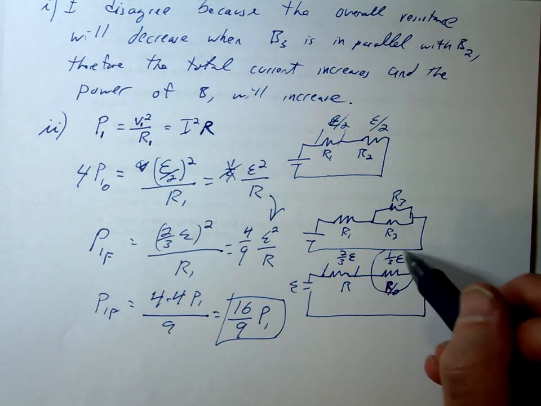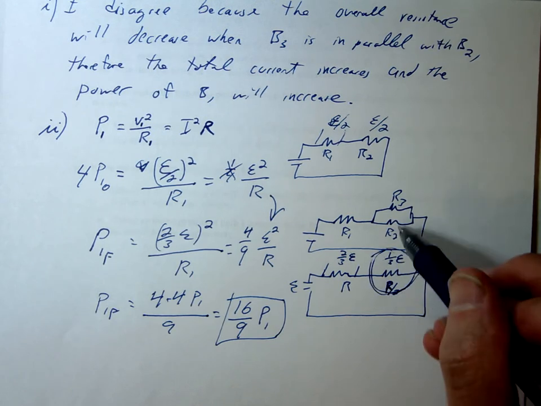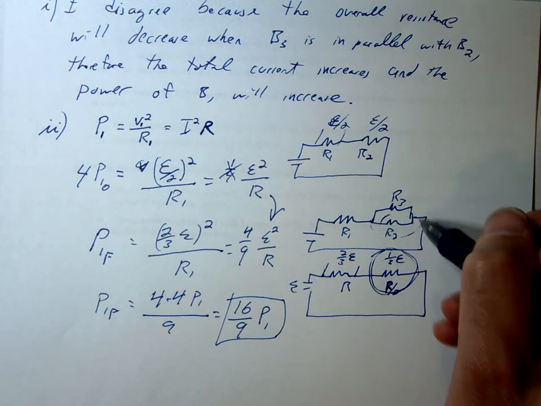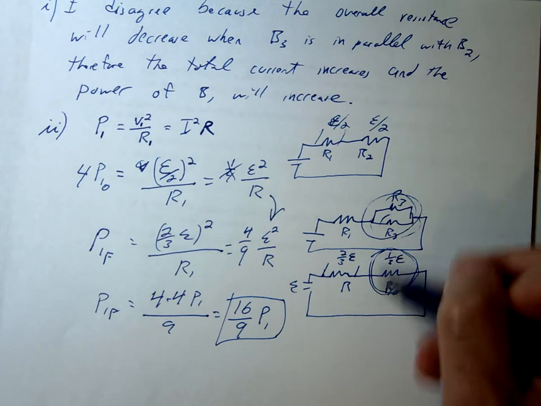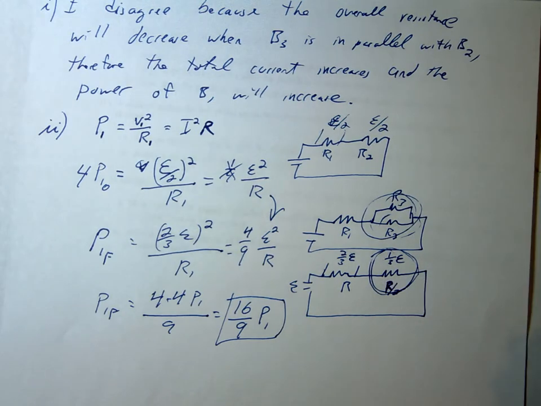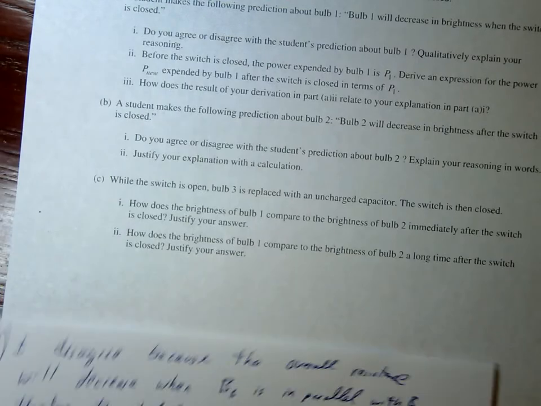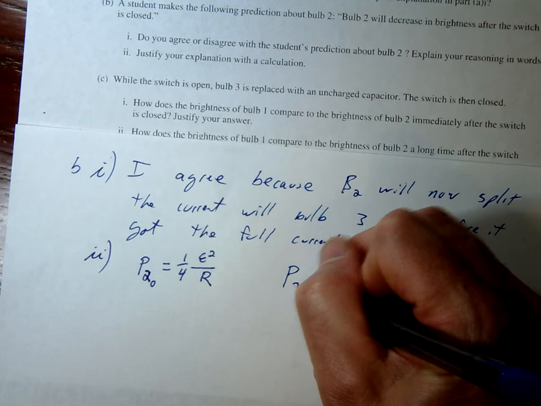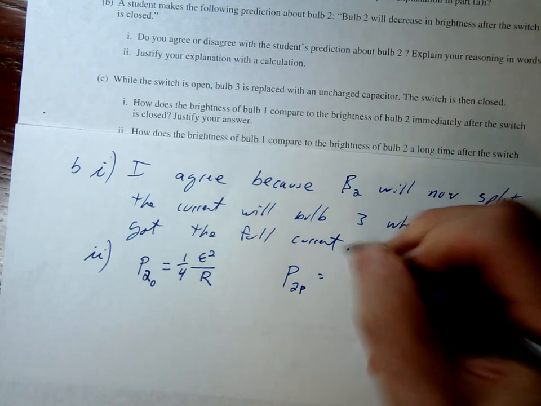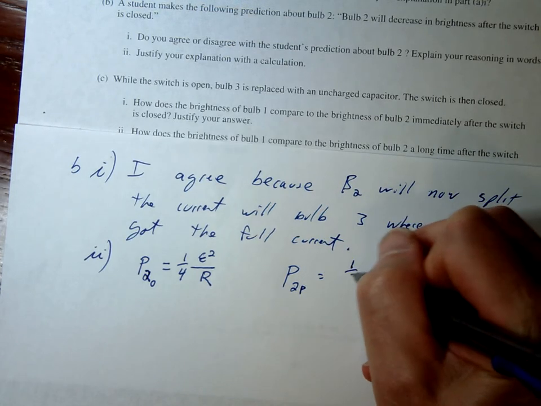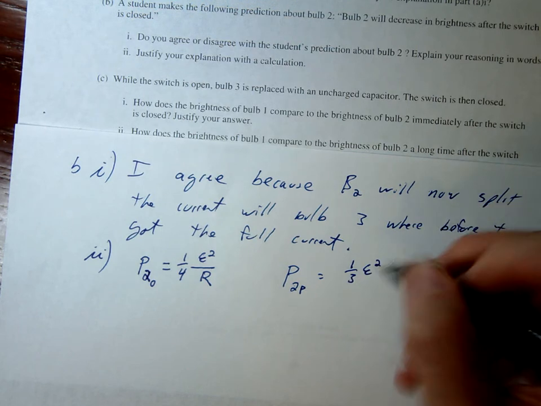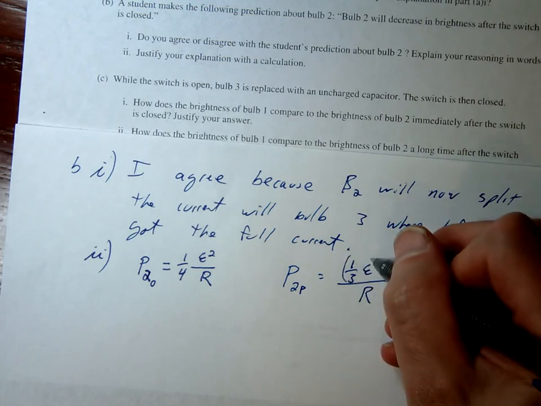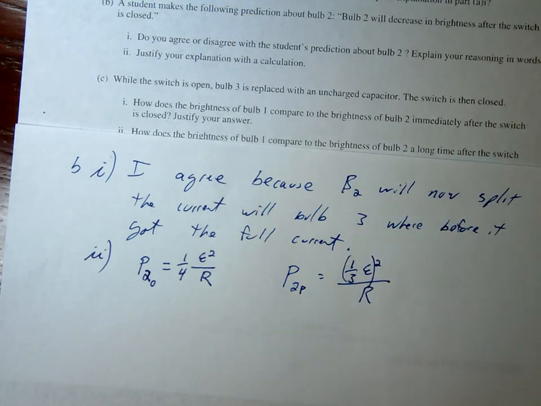So this voltage right here is now going to be, since these are in parallel, this is going to take on that same voltage drop. So this will be the voltage drop, the 1/3 epsilon that we have right there. So let's just do what we did before. So this is going to be P2 final. This is going to be 1/3 E squared over R.